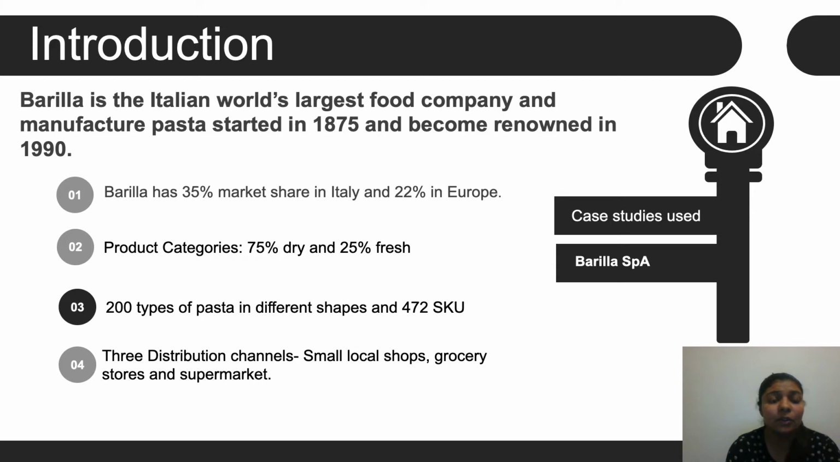Barilla has two product lines. One is dry and another one is fresh. Barilla produces 75% dry products and 25% fresh products. Apart from that, there are 200 different types of pasta in different shapes and 472 SKUs. Barilla's distribution has three channels. The first one is small local shops, another one is supermarket chains, and the third one is grocery stores.